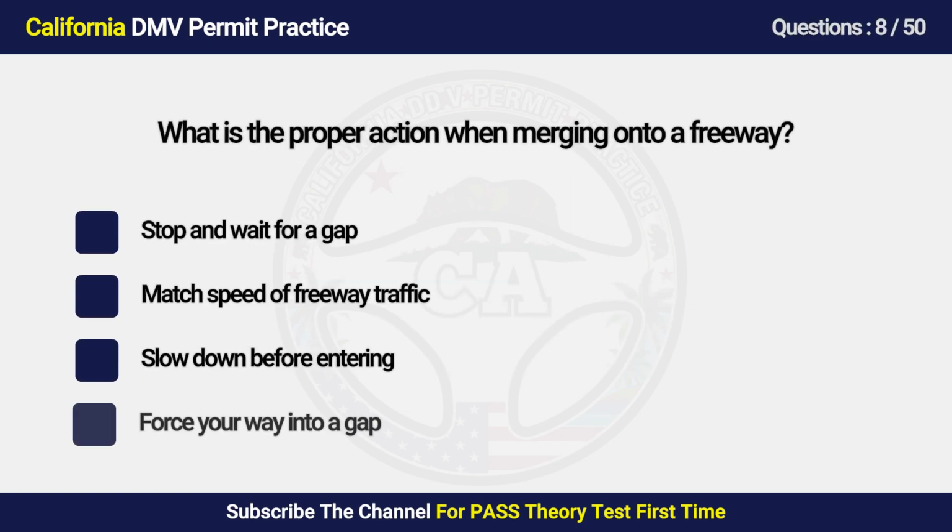Question 8. What is the proper action when merging onto a freeway? A. Stop and wait for a gap. B. Match speed of freeway traffic. C. Slow down before entering. D. Force your way into a gap.